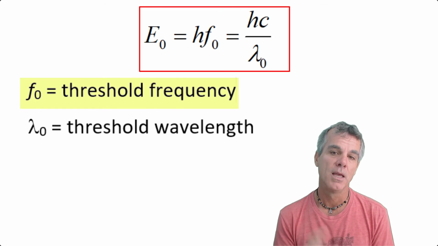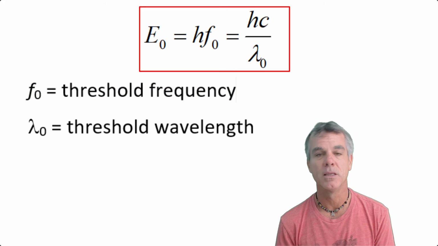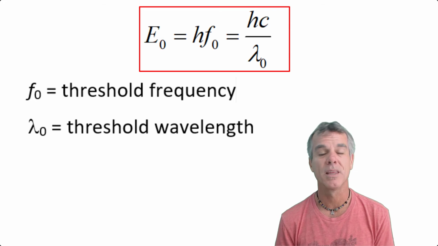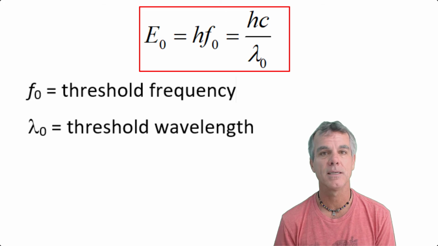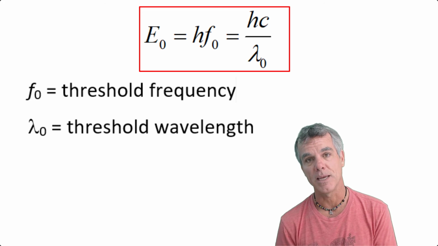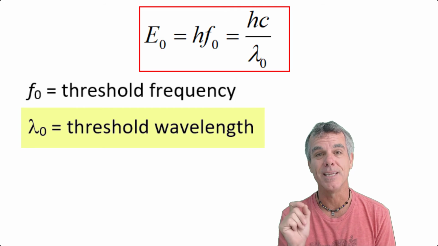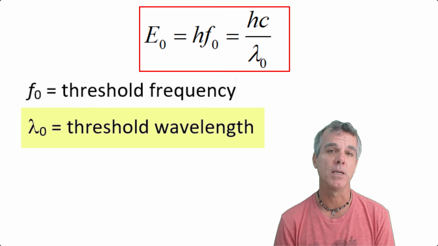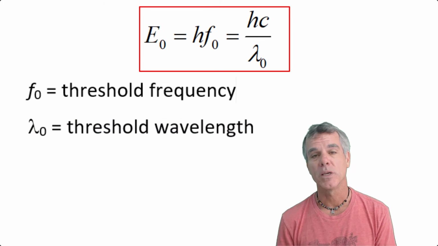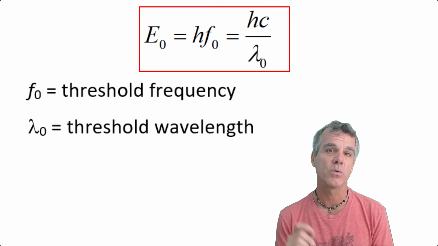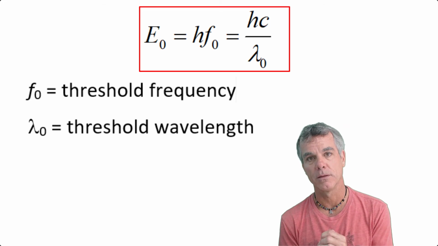surface of the metal. Now, using, again, the frequency equals c divided by lambda, the speed of light divided by the wavelength, a second equation we have for the work function is E naught equals hc divided by lambda naught, where lambda naught is the threshold wavelength, and that is the maximum wavelength photon that will cause electrons to be ejected from the surface of the metal. So we can always figure out the work function if we're given either the threshold frequency or the threshold wavelength.